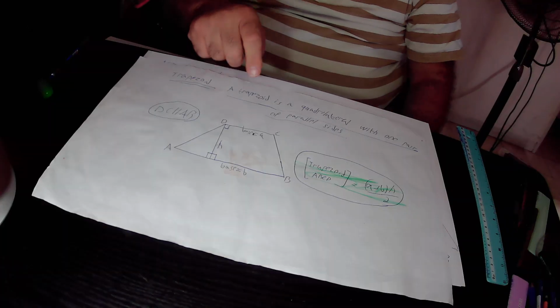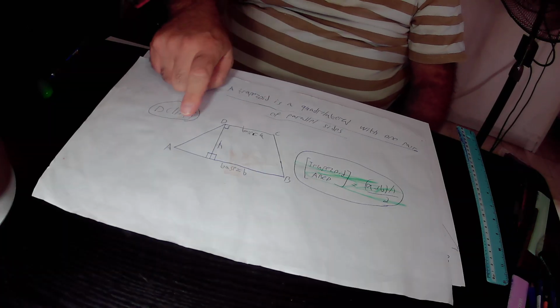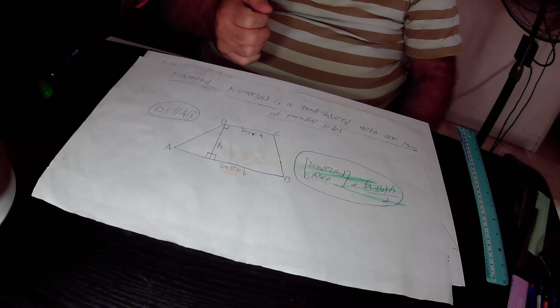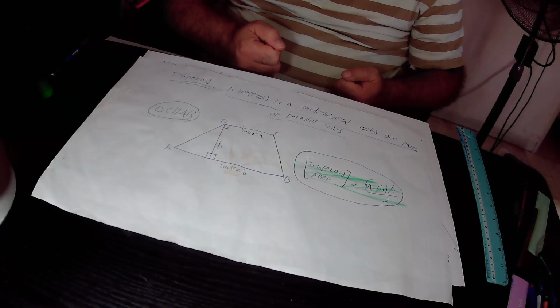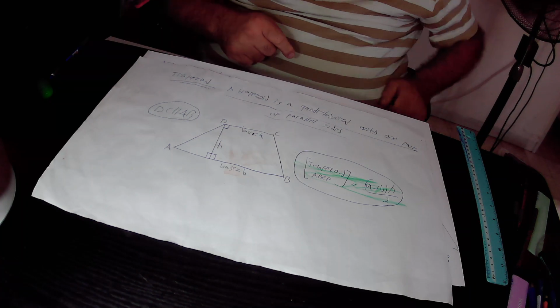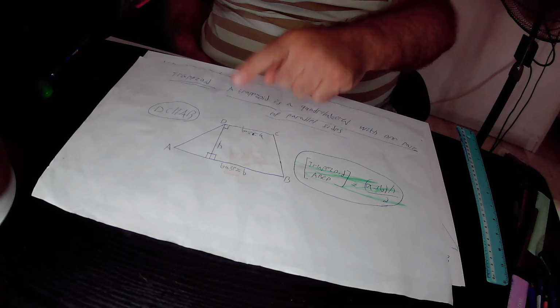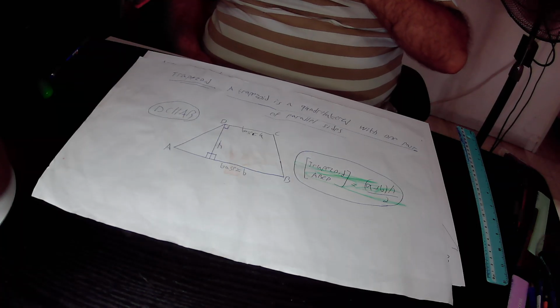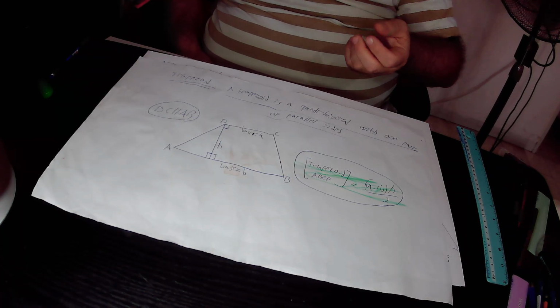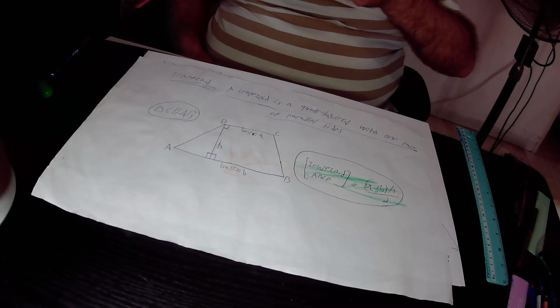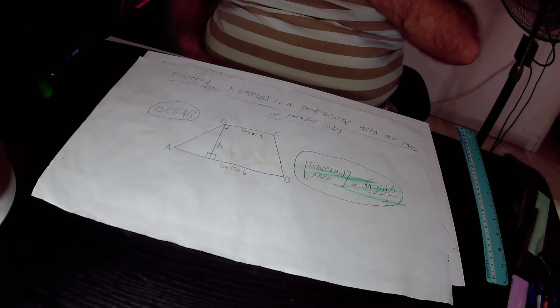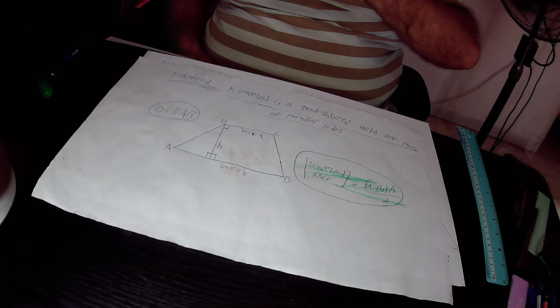If we define the length of side DC as a and the length of side AB as b, then the area of this trapezoid ABCD equals the sum of its two parallel bases, that is a plus b, times the height h over 2. Repeat again, the area of any trapezoid equals the sum of its two parallel bases times the height over 2. And the height must be perpendicular to the two parallel bases.